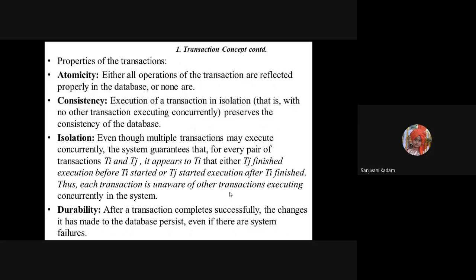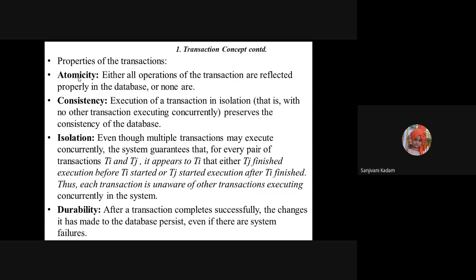Now let us come to the heart of this chapter, that is the properties of transactions. These properties are called the ACID properties. You might see that the first property starts with A, then C, I, and D. This is called the ACID property. Let us see these properties one by one.